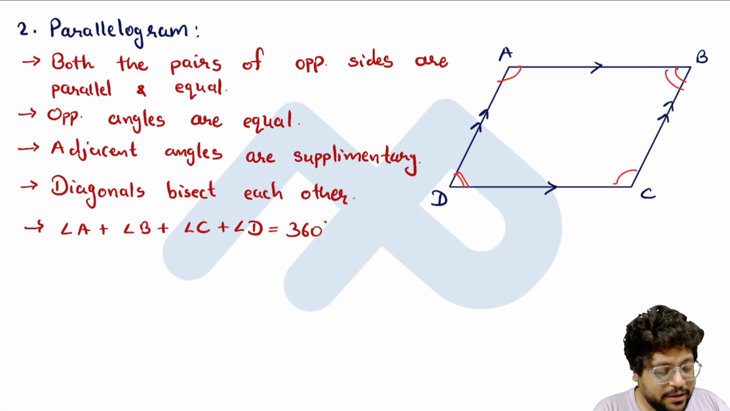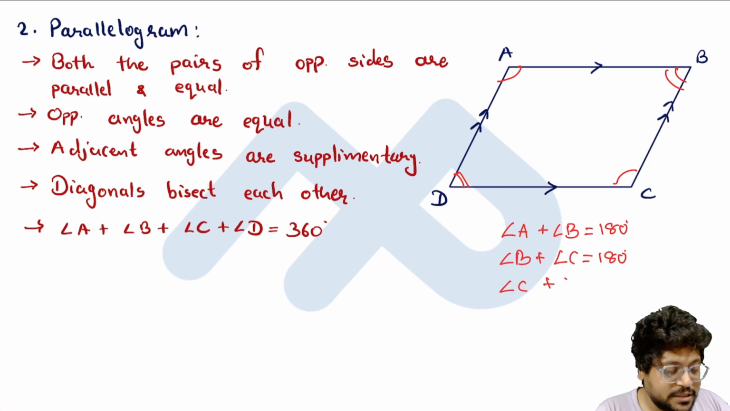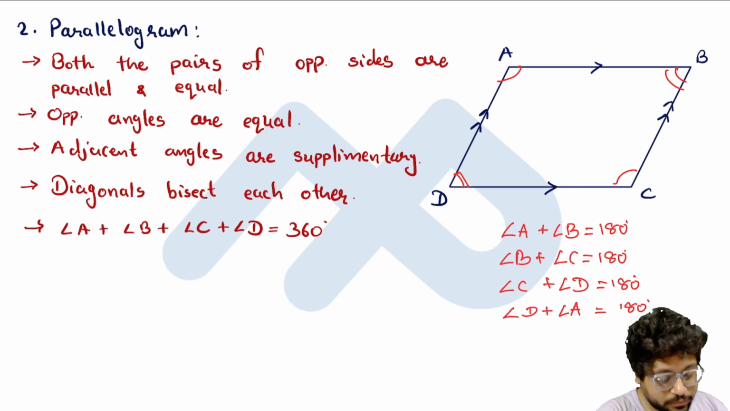Adjacent angles are supplementary. So I can say that angle A plus angle B is equal to 180. They are adjacent angles. Similarly, angle B plus angle C is also 180, adjacent angles. C plus D is also 180. They are also adjacent angles. And angle D and angle A, they are also supplementary, so they sum up to 180. So this is how you see all the pairs of adjacent angles are supplementary in the case of a parallelogram.